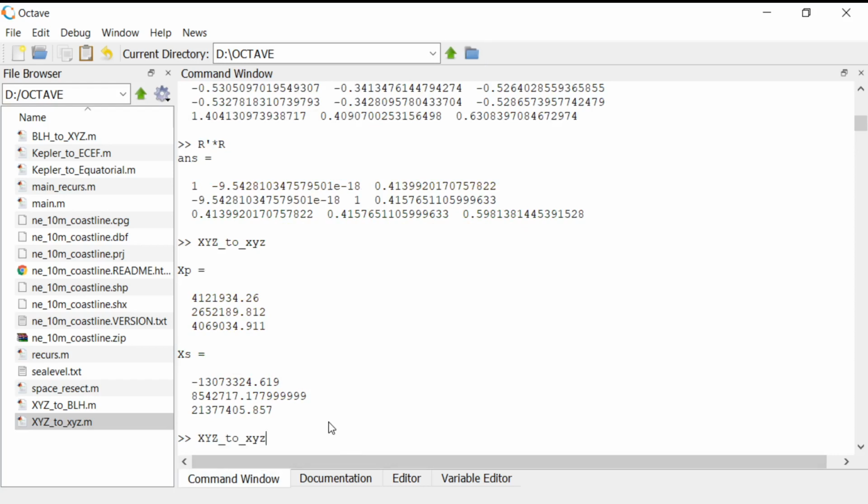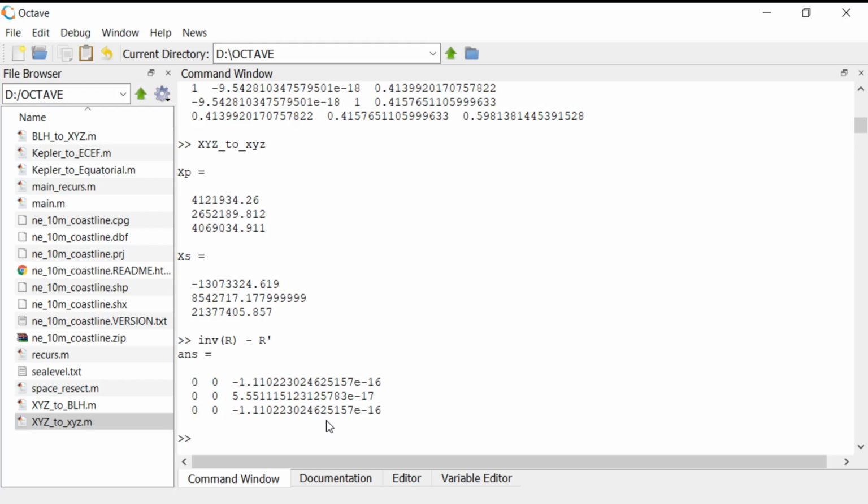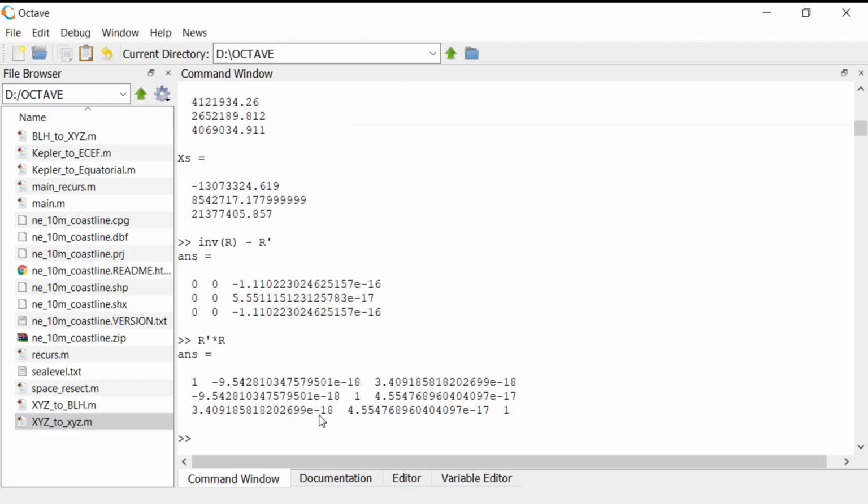Now again, let's compute R inverse minus R transpose. As you can see now, this is the case. Some terms are different from zero, but this is practically zero in terms of the numerical computation. That's why our matrix R transpose R will result in a unity matrix. You see the diagonal elements 1, 1, and 1. The off diagonal elements will be 0. We are on the correct path.